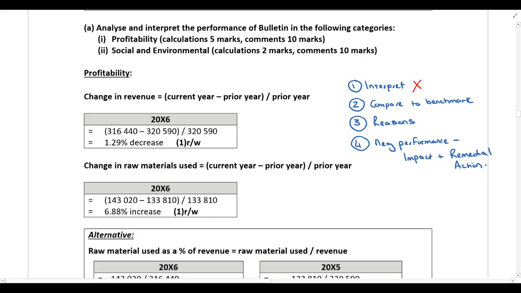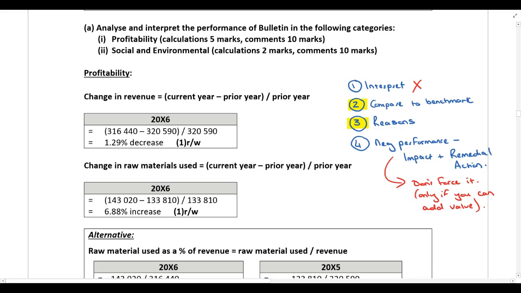And you'll also remember I said to you, where there's negative performance, you can discuss the impact and remedial action. However, you should not force it. And you should only do this if you can add extra value. If you don't have anything valuable to say, don't waste your time. So most of the marks are going to be awarded for comparing the ratio to a benchmark and discussing potential reasons. All right, so let's start with our discussion.